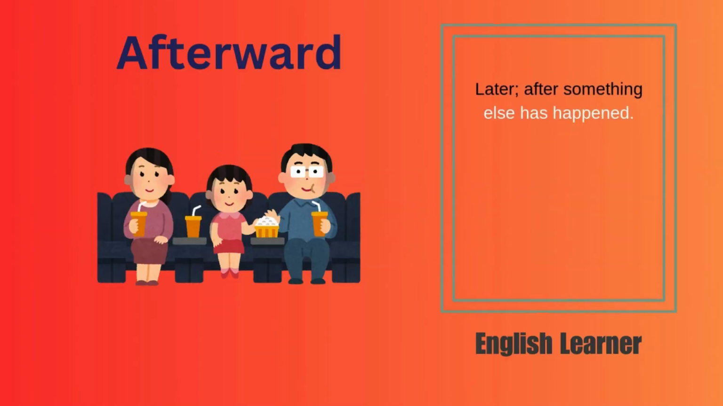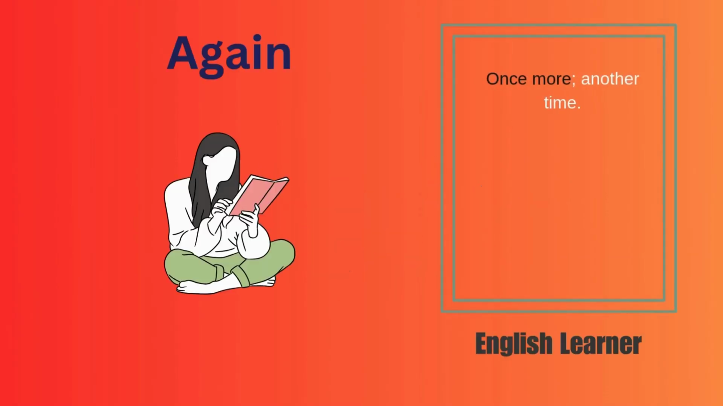Afterward. Later, after something else has happened. Example. We had dinner and afterward, we watched a movie. Again. Once more, another time. Example. She read the book over and over again because she loved it.